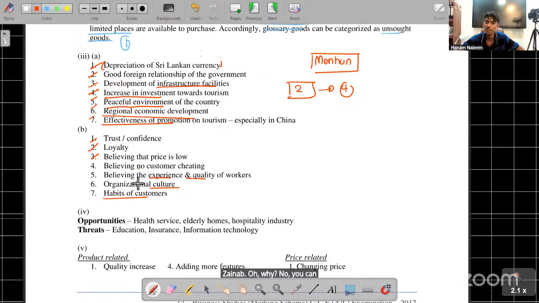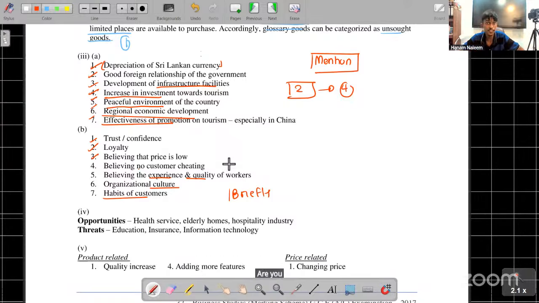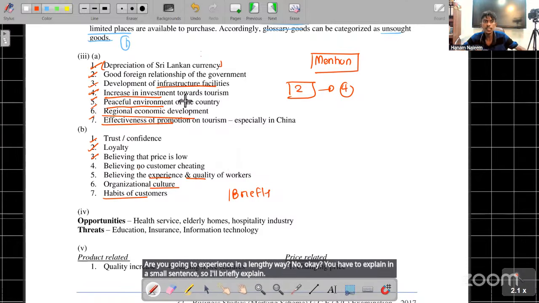You won't get marks because the question says briefly. Make it brief. You have to explain, but careful. Are you going to explain in a lengthy way? No. You have to explain in a smaller sentence. Why briefly explain? You may think, well, sir, is the scheme wrong? The scheme is not wrong. You will say, sir, is the scheme wrong?